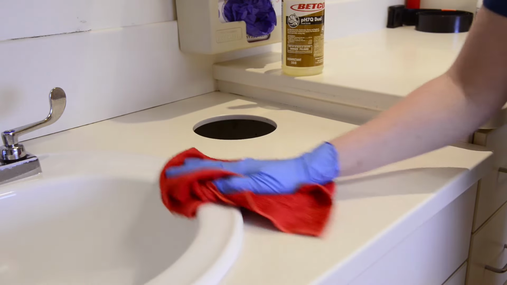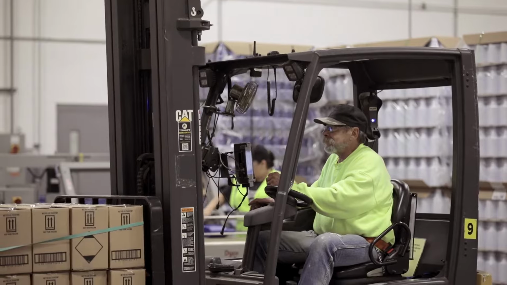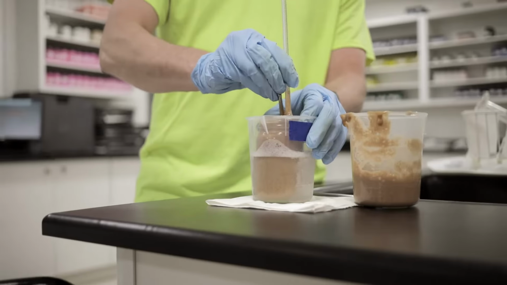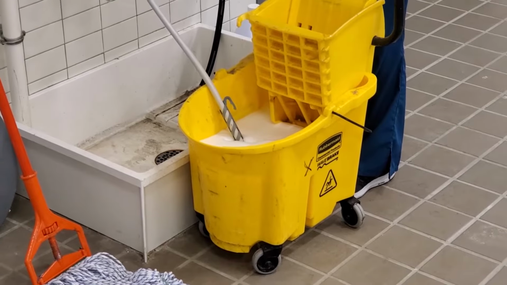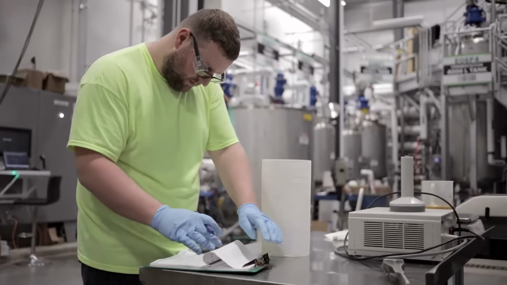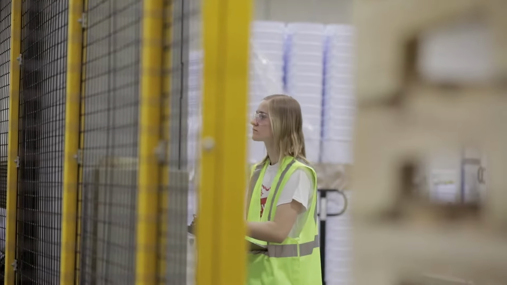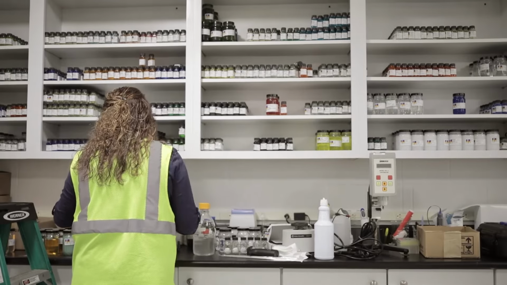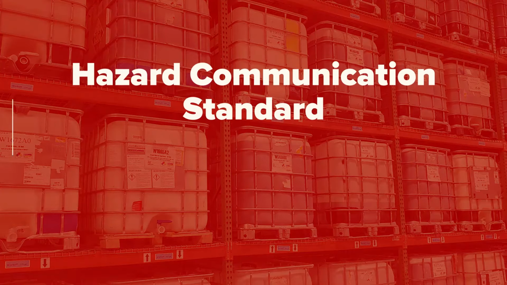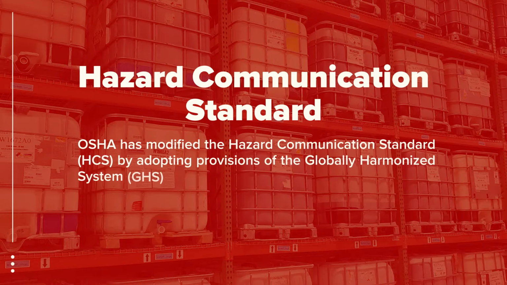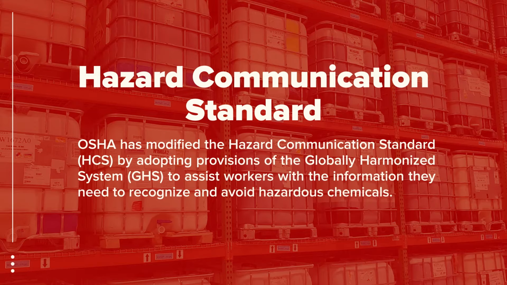There are over 43 million workers that are exposed to hazardous chemicals in the workplace. OSHA statistics show about 15% of all workplace injuries and fatalities relate to chemical exposure. Physical, health, fire, and other hazards can occur on a daily basis. With over 500,000 different chemicals throughout the world, OSHA has modified the Hazard Communication Standard, HCS, by adopting provisions of the Globally Harmonized System, GHS, to assist workers with the information they need to recognize and avoid hazardous chemicals.